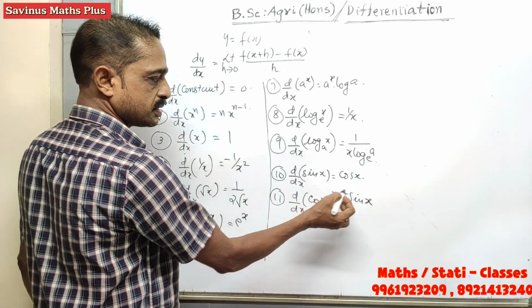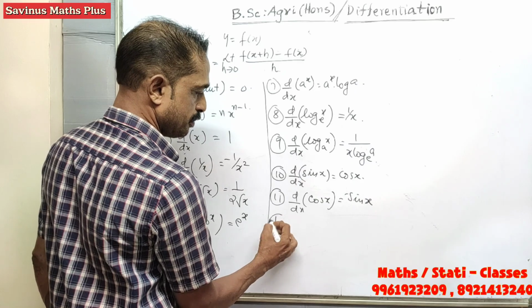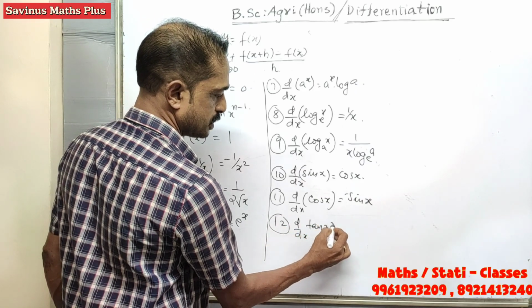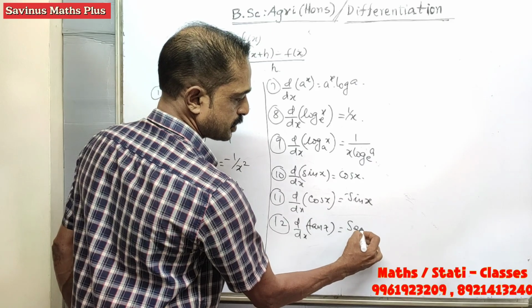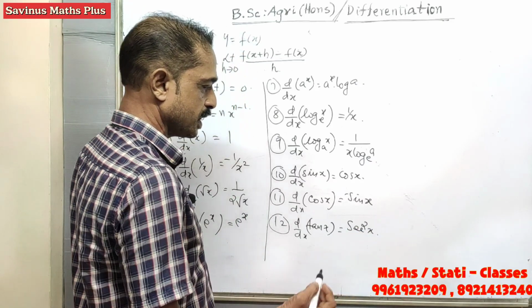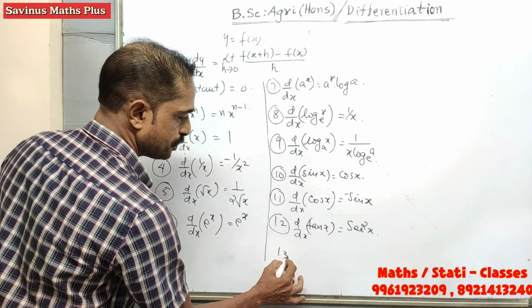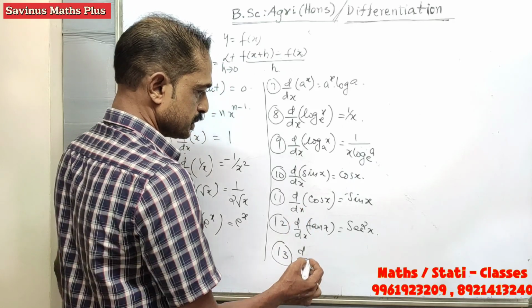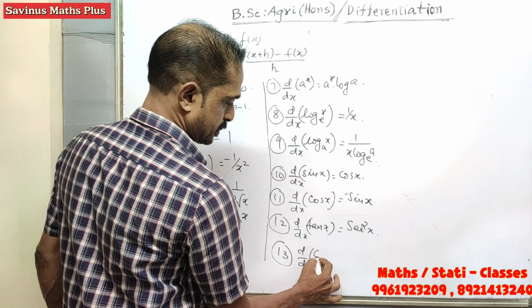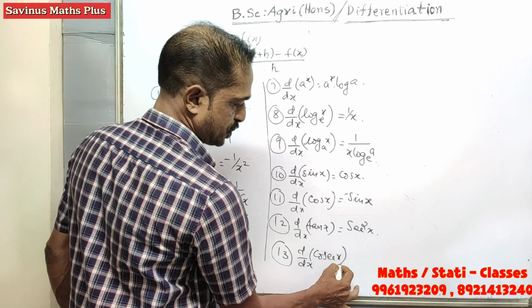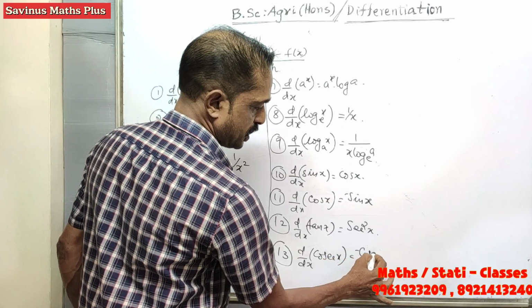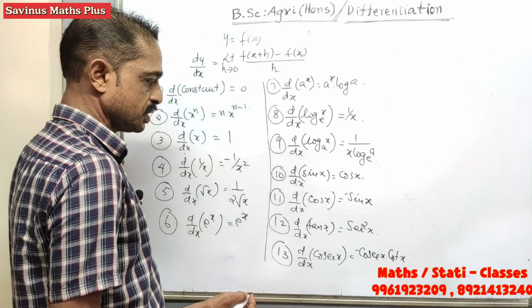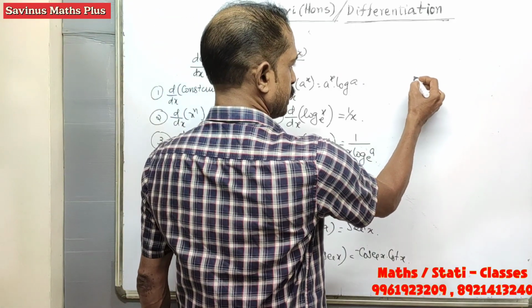D by dx of cos x is minus sin x, and d by dx of tan x is equal to sec square x. Next is d by dx of cosec x, which is minus cosec x into cot x.